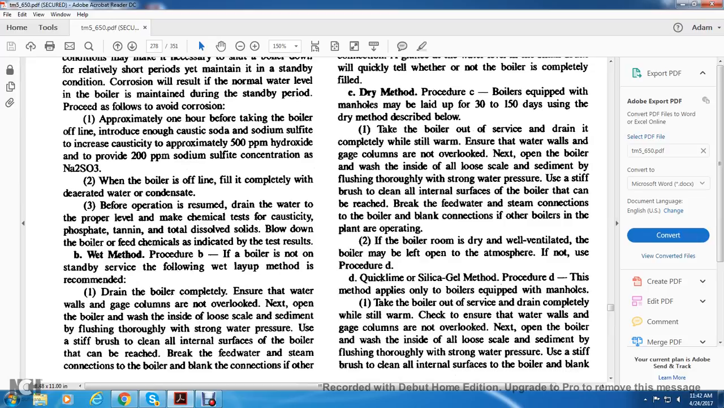Before operating, refill with the drain water to the proper level and make the chemical test of the caustic alkalinity, containing total dissolved solids, below the blow down of the boiler. Feed the chemicals indicated with the test result. B. The wet method procedure.